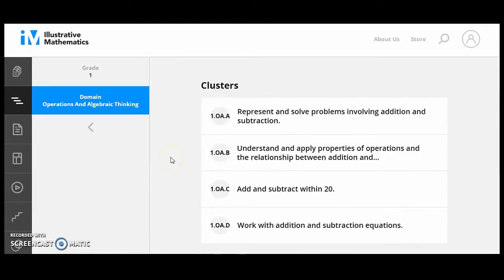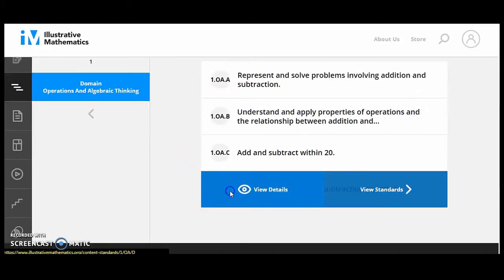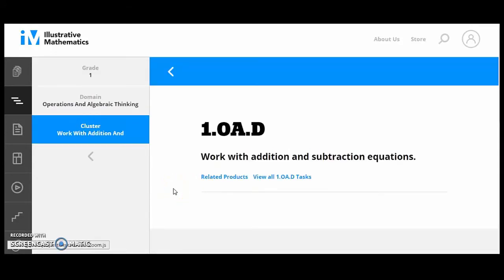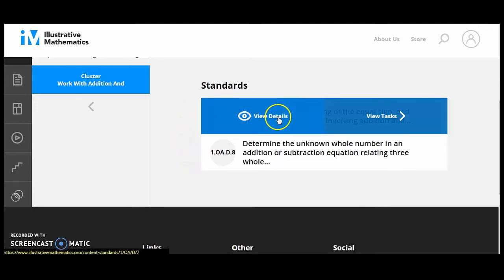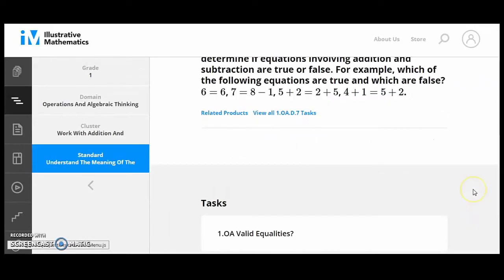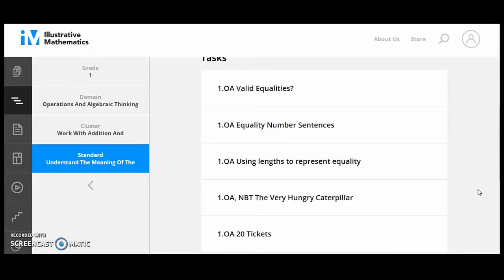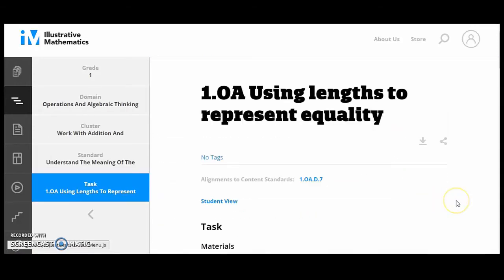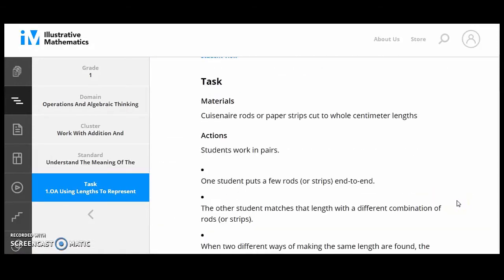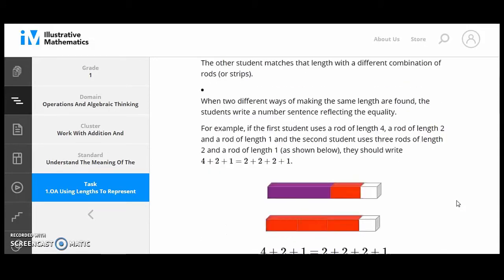In order to find our particular standard, we'll go down and click on OAD, which calls for working with addition and subtraction equations. Here, you will see the standards that are listed. Again, it's important to highlight how 7 and 8 deal with the coherence, but for this particular standard, we're looking at OA7. Within this particular standard, there are several instructional tasks that are outlined. One I want to call your attention to is using links to represent equality. Once there, looking at this instructional task, you'll see that students have to work in pairs to understand the meaning of the equal sign by using Cuisenaire rods.